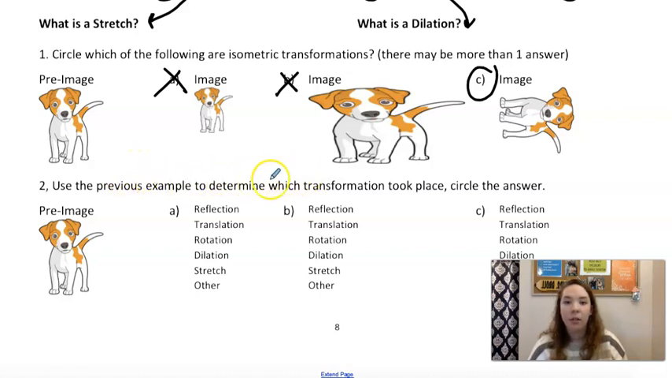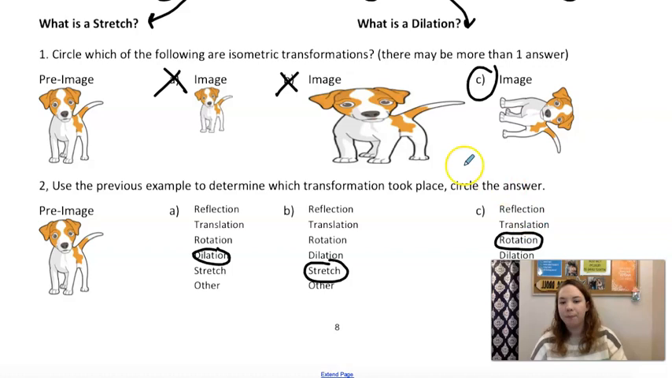Use the previous example to determine which transformation took place. So here, it looks proportional. Like our dog still looks normal. He's not warped in any way. So this is a dilation. And if I had to take a guess, I would say it's a dilation of 1/2. He's about half the size he was originally. Here, he's kind of warped. He's definitely been made bigger left and right, but not necessarily up and down, or at least not in the same ratio. He's no longer proportional, so we would call this a stretch. And then I think I already gave this one away, but he has been rotated about 90 degrees clockwise.